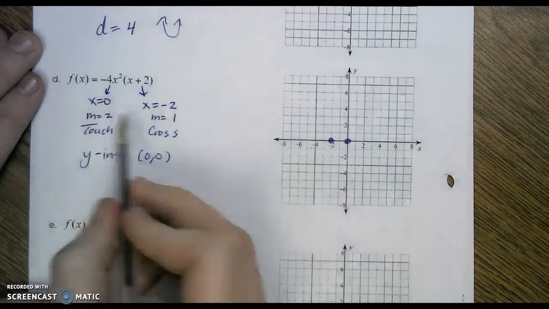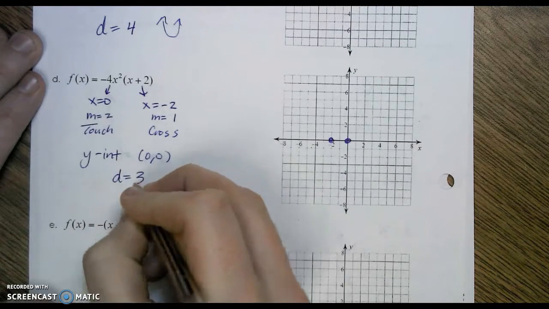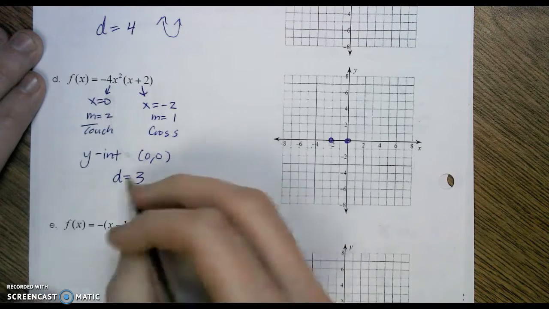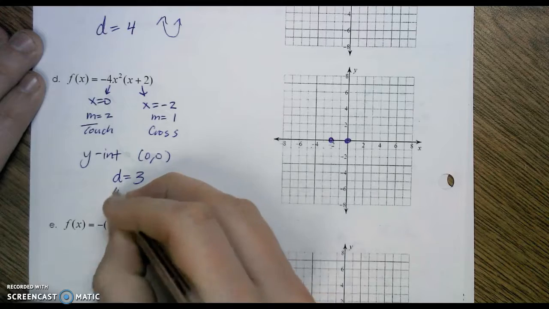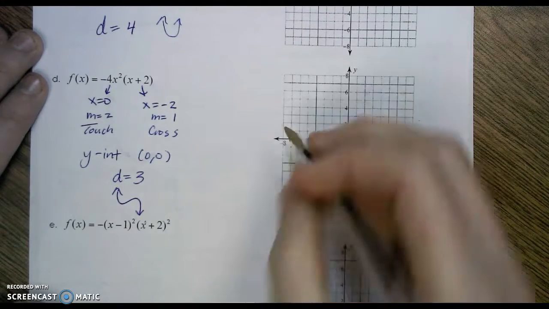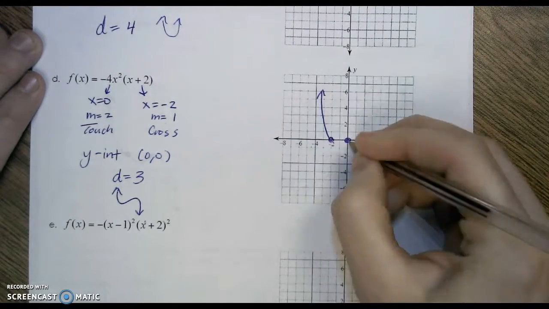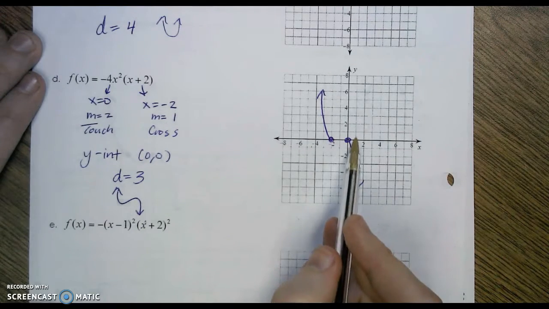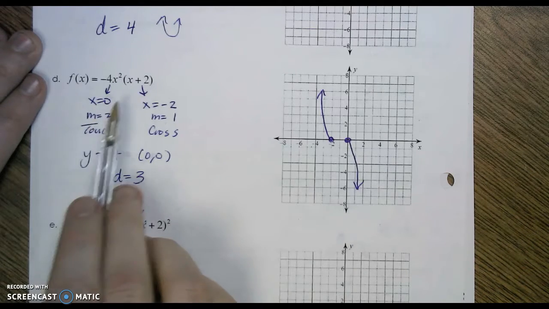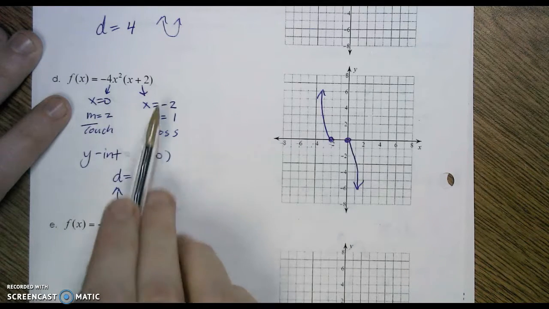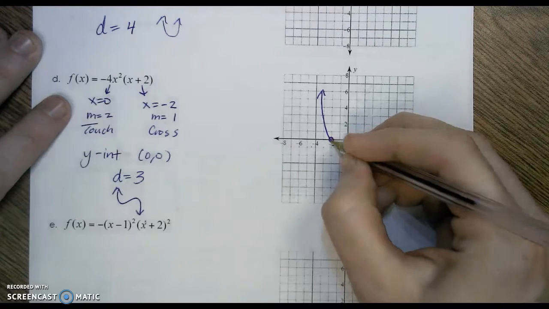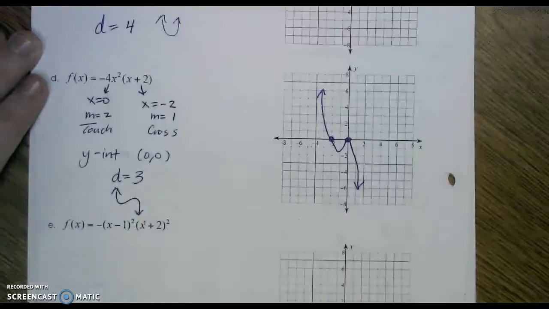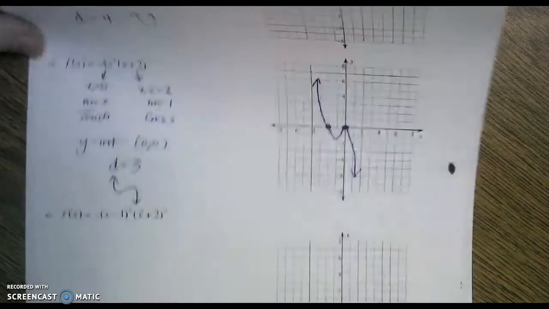And then if I add my multiplicities, I get degree 3, which means it is cubic. And there's a negative 4 in front, so it's going to end up, down. So I can go ahead and make it go up and down on the ends. And I have to figure out how to connect them. So we've got it touching at 0 and crossing at negative 2. So it's going to cross through at negative 2, come up and touch 0, but bounce back down. So that is a rough sketch of that.